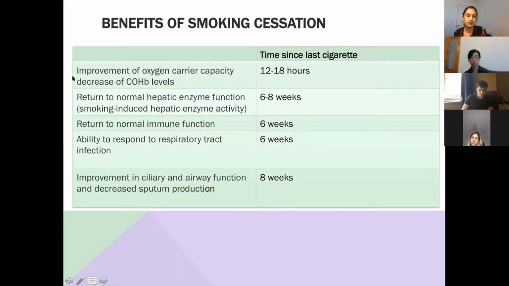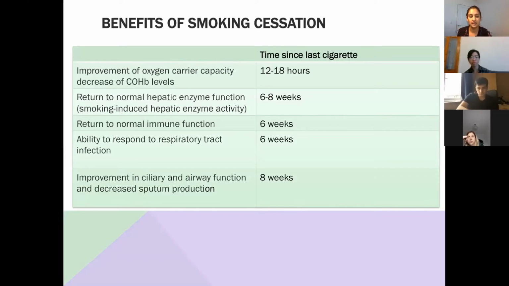Now, this is just a slide that I included because it shows how much the benefits basically of stopping smoking can help a patient. So if a patient stops smoking just literally a few days before the operation, they can improve their carrying capacity by reducing their carboxyhemoglobin level significantly in just 12 to 18 hours. All of the other benefits kind of take a little bit longer.